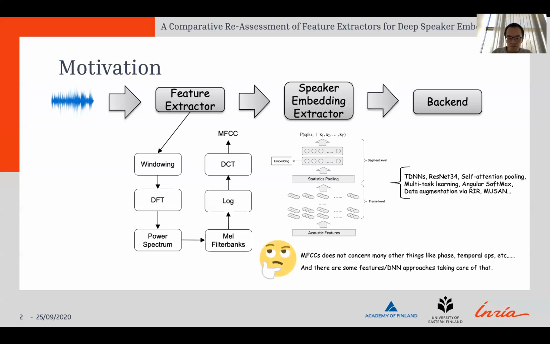Let's ask a question. Why not just simply replace MFCC with some other existing handcrafted feature from earlier work on i-vector systems, SVM, as we mentioned, or other speech tasks such as speech recognition and spoofing? So we kind of focus on this module here.